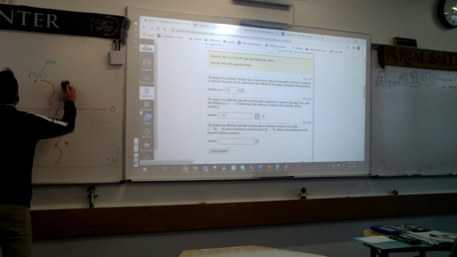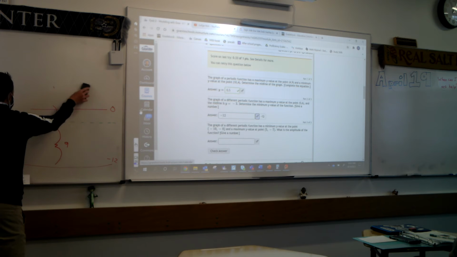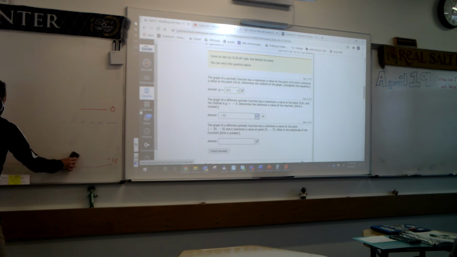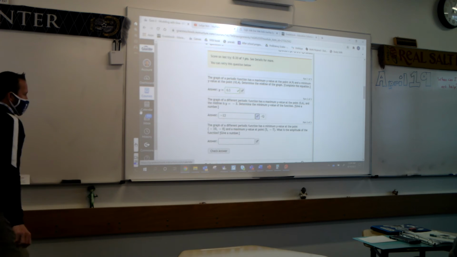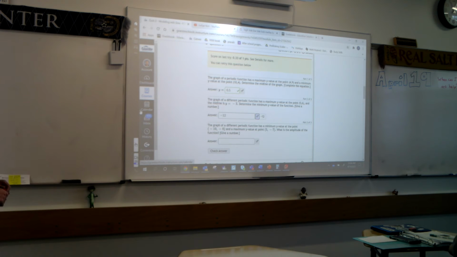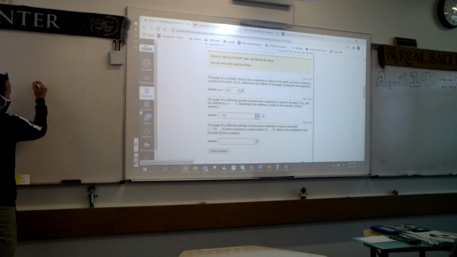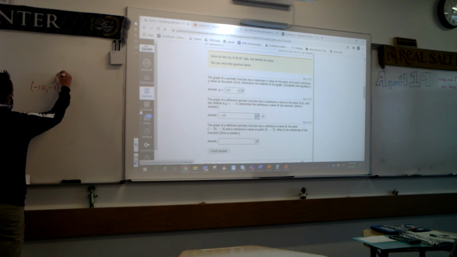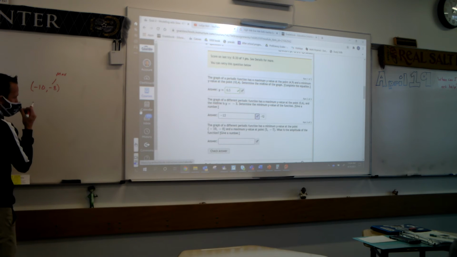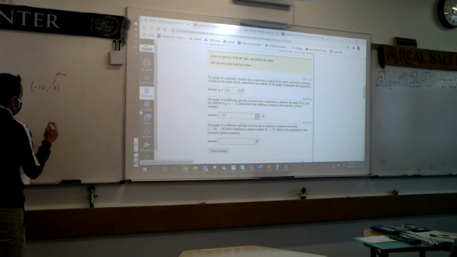You want me to read it? Yeah. The graph of a different periodic function has a minimum y value at the point (-10, -8), and a maximum y value at the point (5, -7). What is the amplitude of the function? Okay, so what did they give us here, Isaac? They give us 2 different points. So negative 10, negative 8, that was a maximum, right? Even though it's pretty low. What was the minimum? (5, -7).